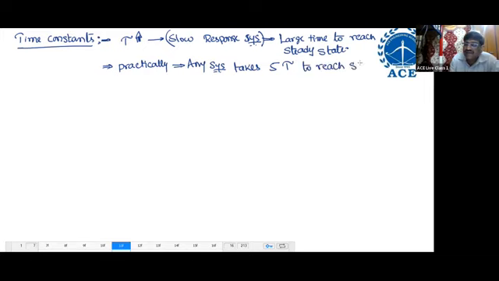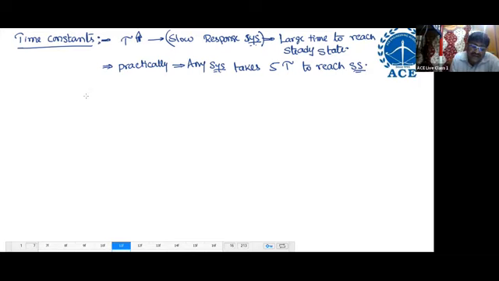At what time does it reach the steady state? Theoretically it is infinity. But practically it is 5 tau. So with 5 time constants, it reaches the steady state.